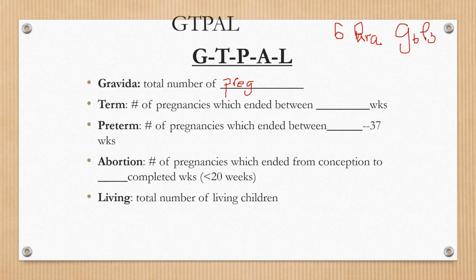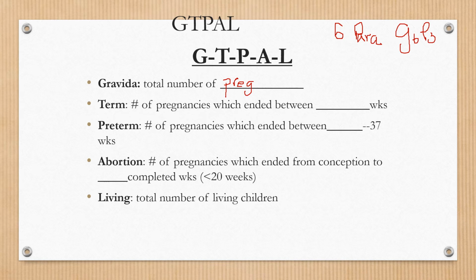But this is confusing because when I look at G6P3, it tells me nothing. It doesn't tell me what happened to the other 3, and what about the 3 that made it past 20 weeks? Were they full term? Were they preterm? Were they born alive? Did they die? It tells me nothing. Okay, very little information right there.